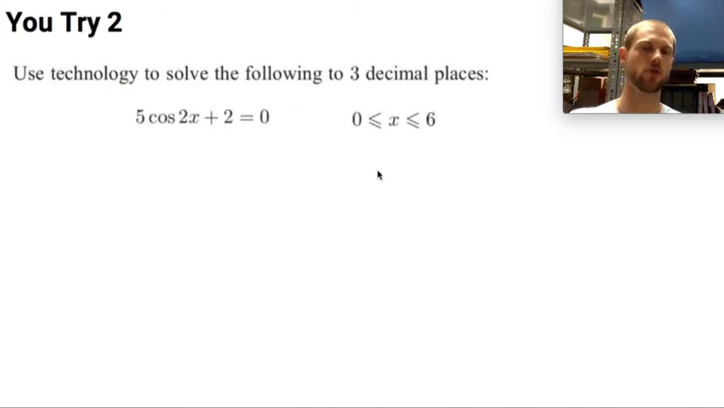So why don't you try this example here, very similar. I want you to find the solutions between 0 and 6, including 0 and 6 as well. Pause the video, give this one a shot in the calculator, get down all those solutions, and see how you did.